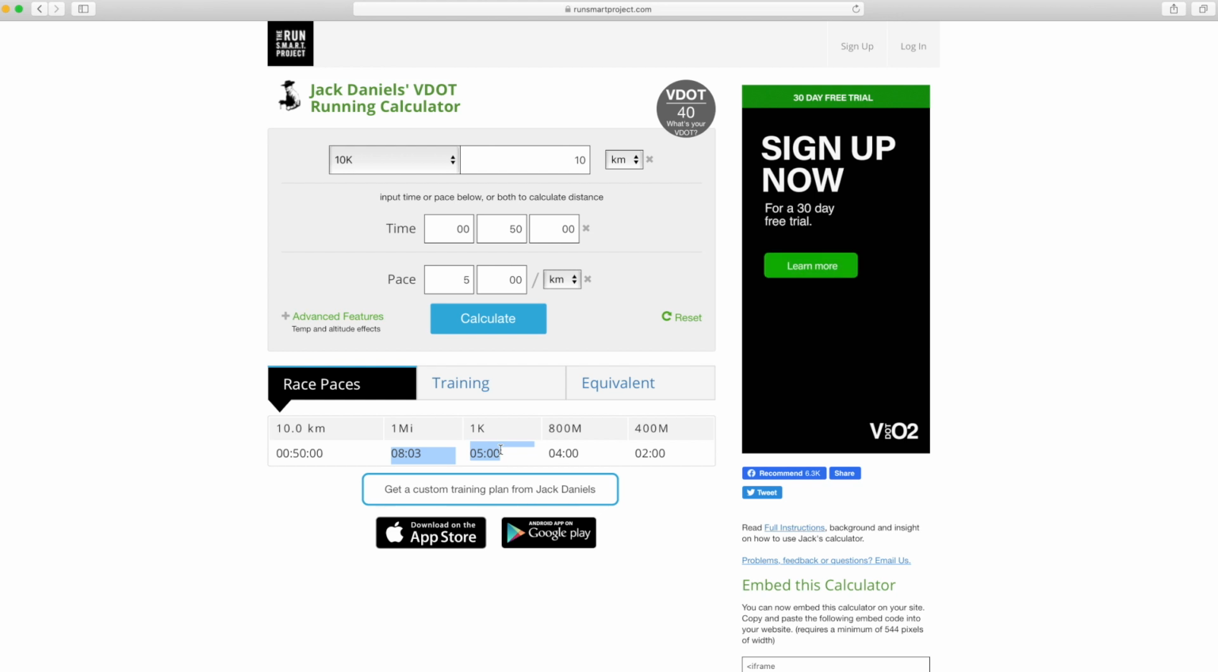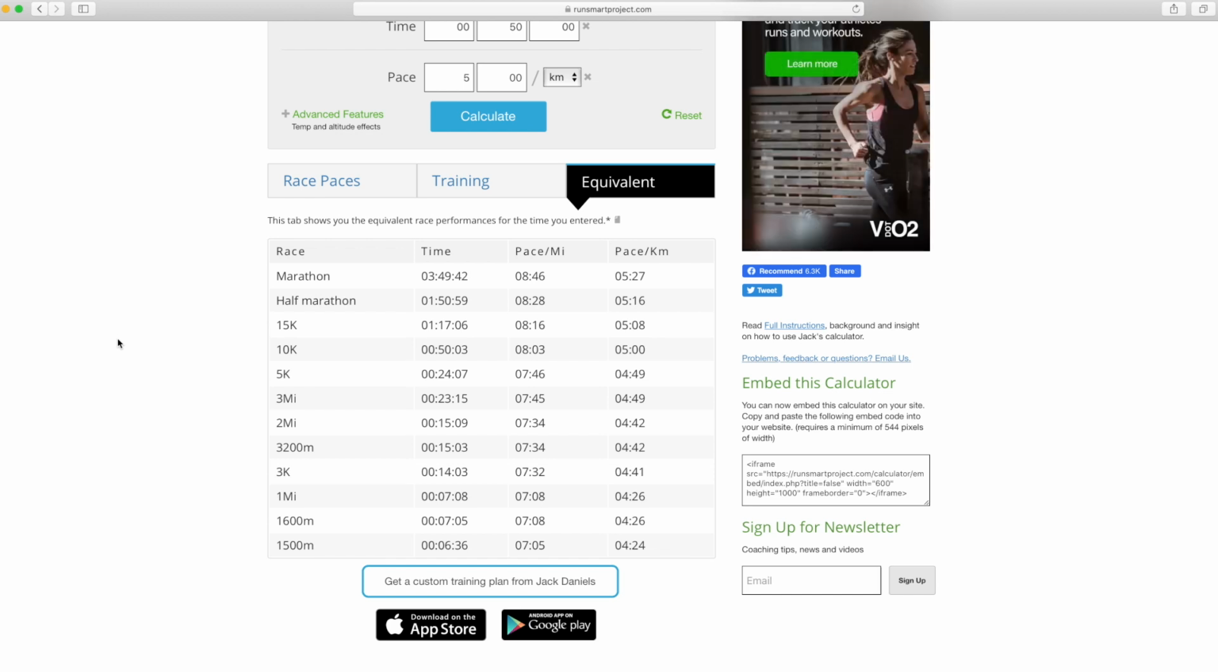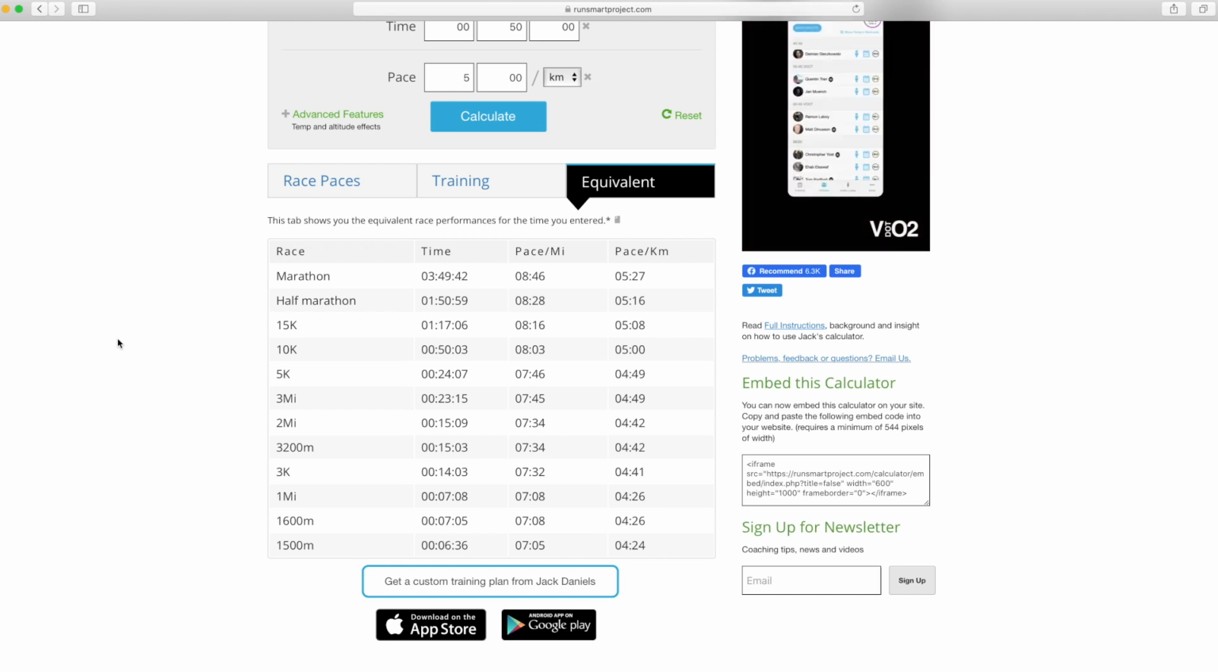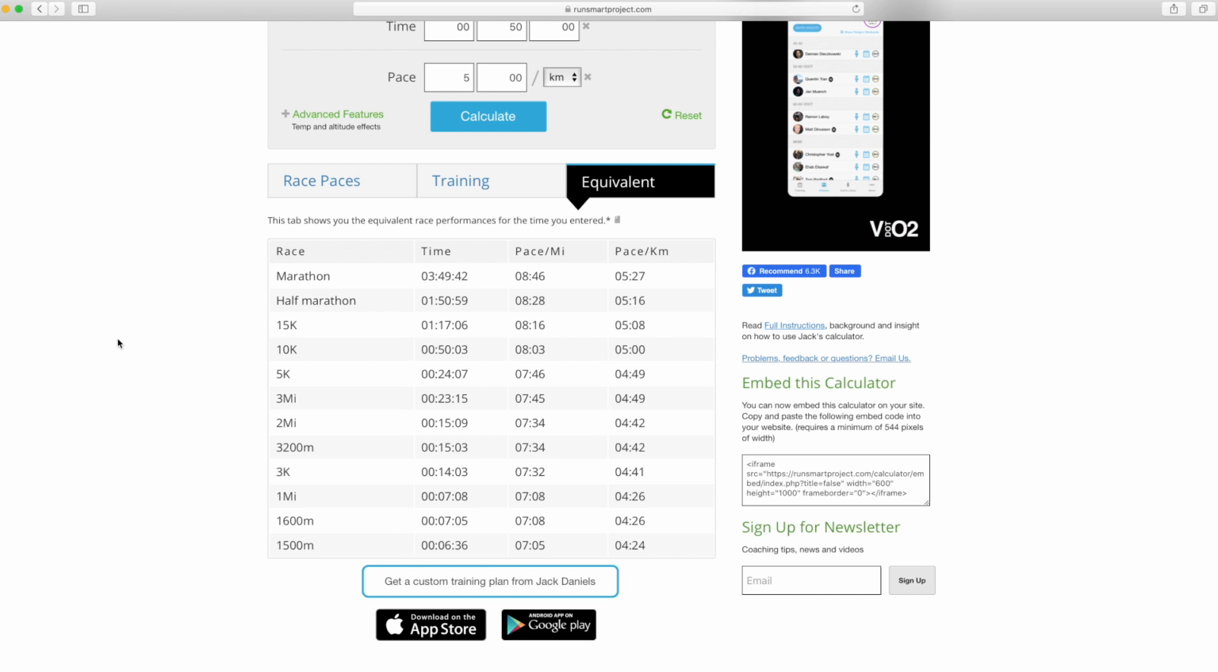If we look at the equivalent tab, it shows you what times you should be able to achieve over other distances based on the entered race time. This can be handy if you're preparing for a longer race. So if you know your 10K time, you can see your predicted half marathon finish. These are predictions assuming that you have done the appropriate training and are equally suited to all distances. For me, I'm much better in the shorter races. As the distances get longer, my finish times move further away from the predictions.